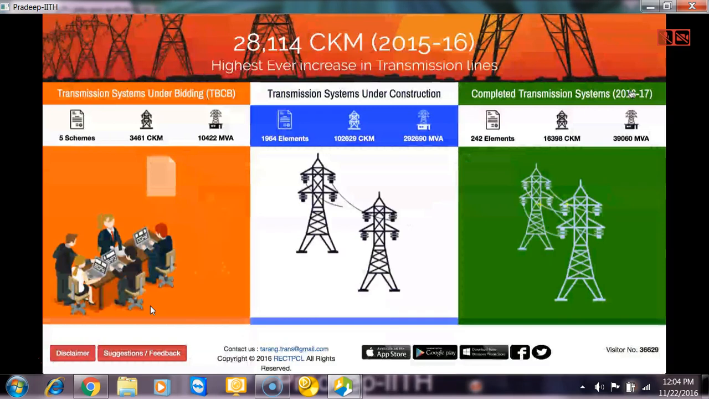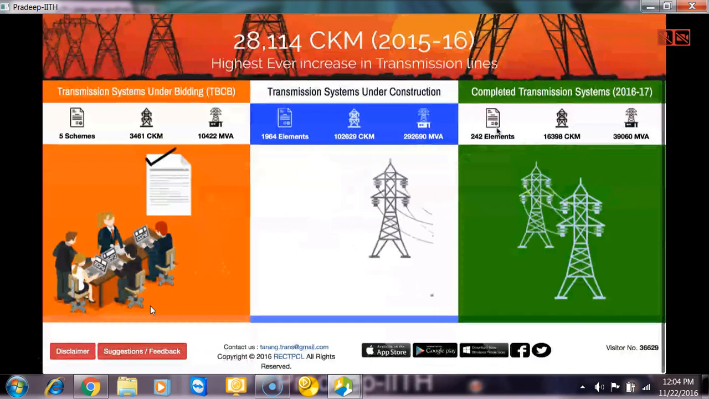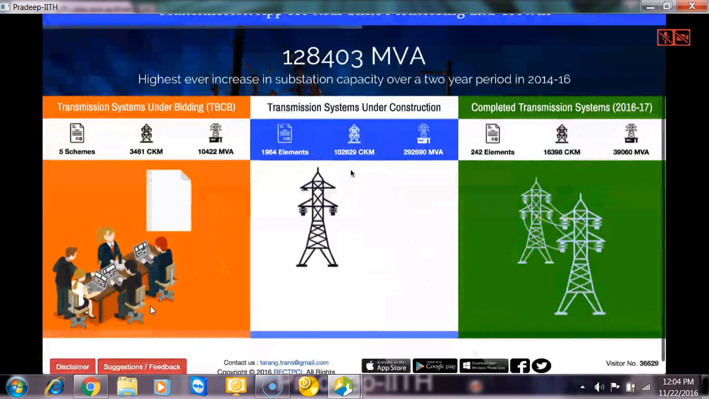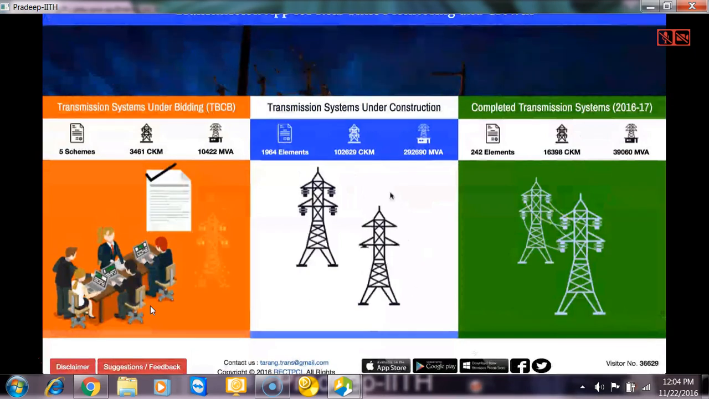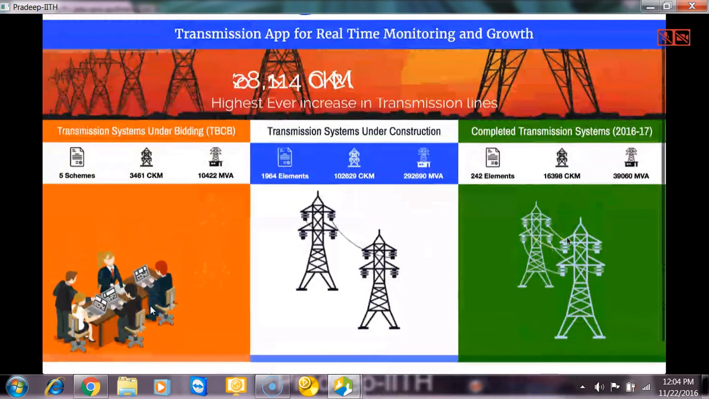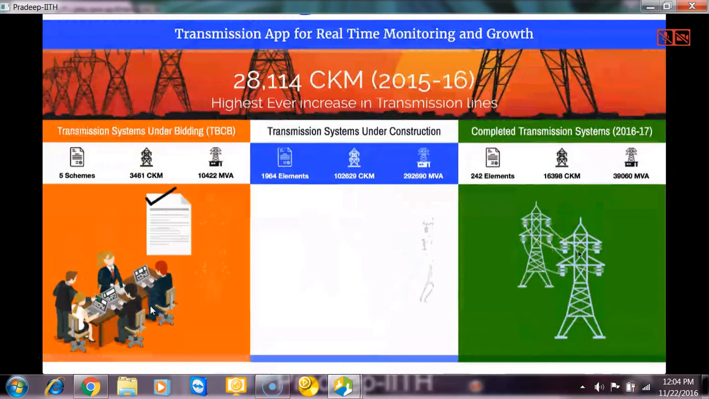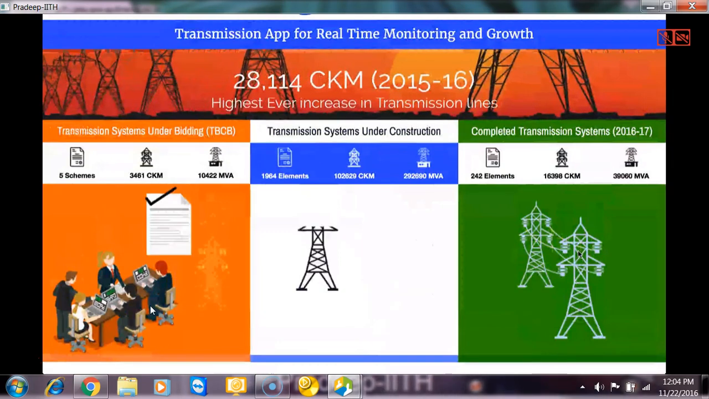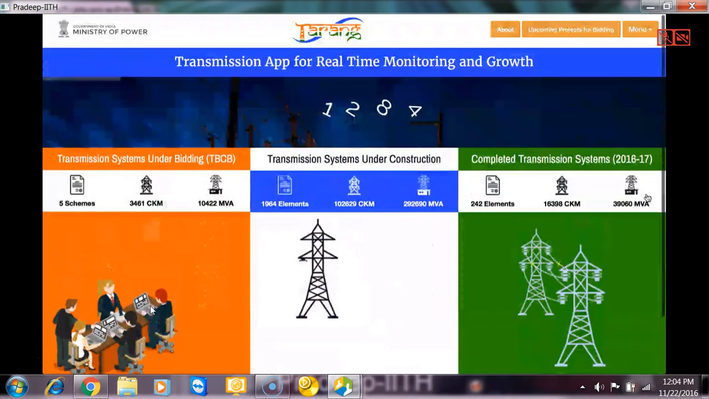How many lines are completed? 242 elements, all these things like that. It is providing some information. What are these three stages? First stage is bidding, second stage is construction, and third stage is completing the towers and then adding them to the transmission network. This is also available in the form of an app, so you can again load it and check for the details.